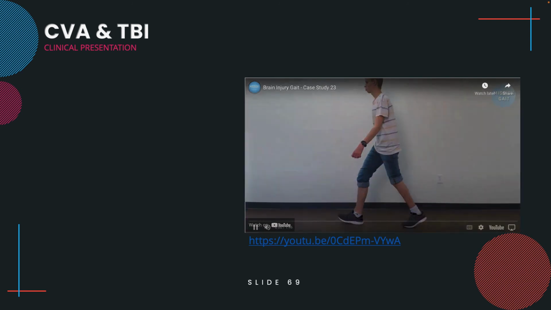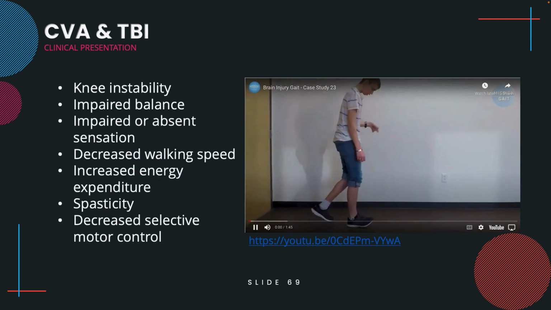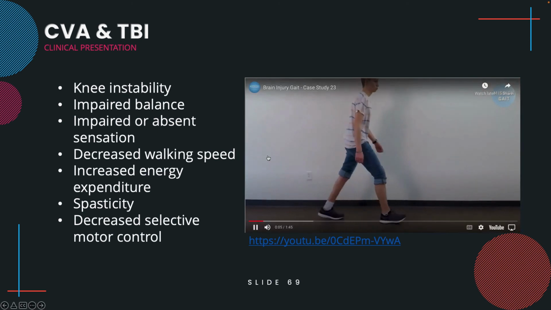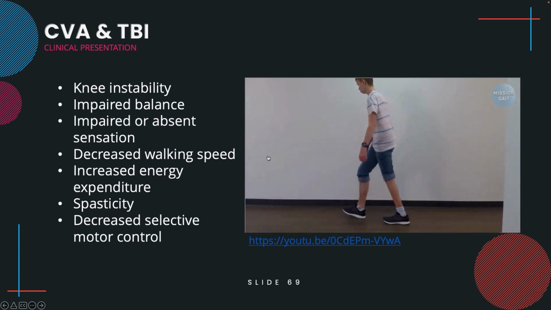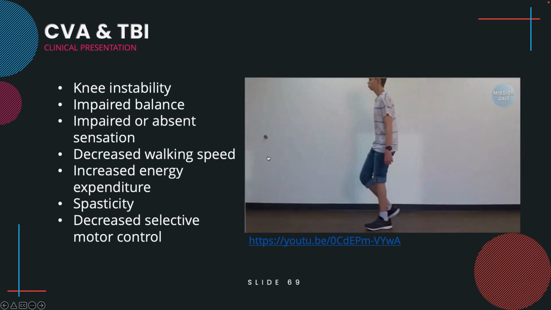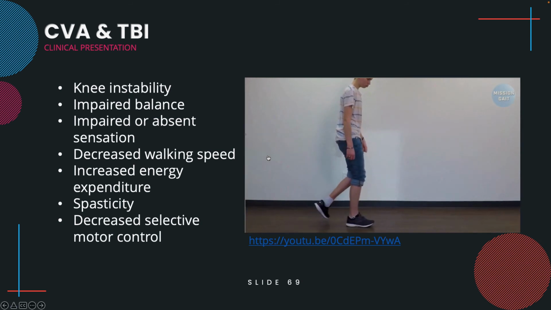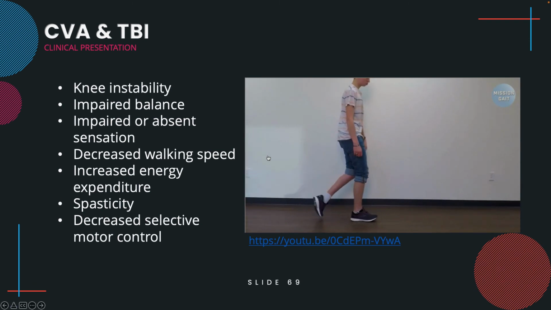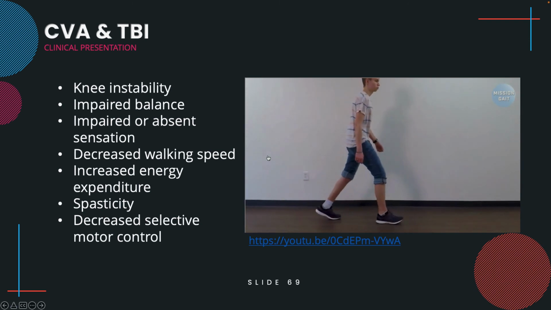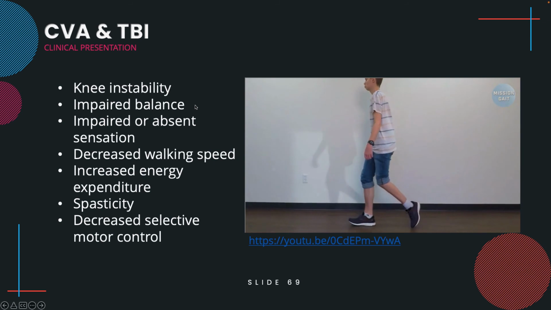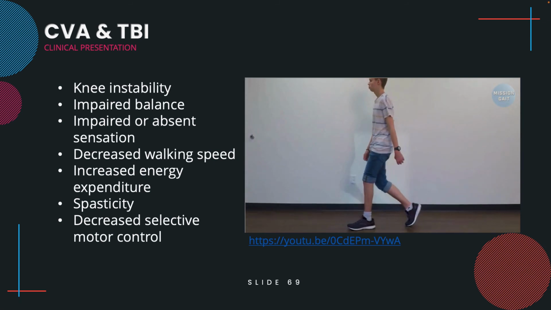So with brain injury and stroke, we'll see some common impairments, some of them more focal, some of them more global. And so we might see knee instability, impaired balance, impaired or absent sensation, decreased walking speed, increased energy expenditure, spasticity, and decreased selective motor control. And so while the presentation can vary, the issues that you see here over to the left are some of the things that happen the most commonly in people that have a stroke or a traumatic brain injury.